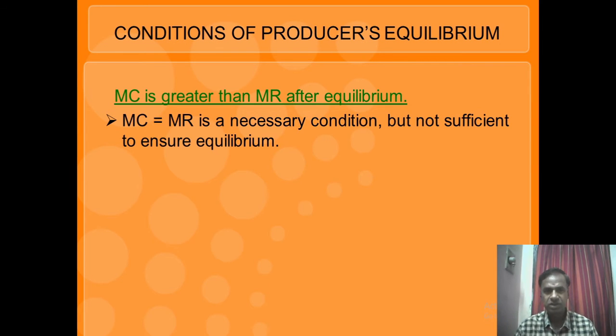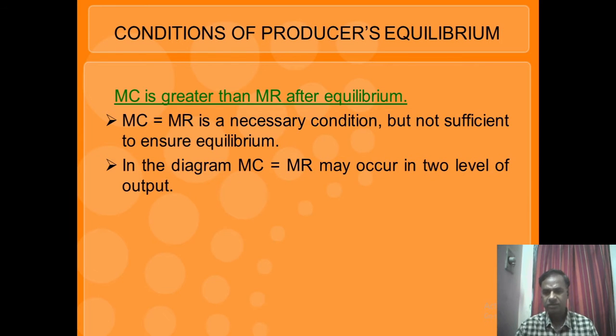Now the explanation for the second condition. MC is equal to MR is a necessary condition but not sufficient to ensure equilibrium. We need two conditions, both conditions to be fulfilled. Then only the producer will get maximum profit.